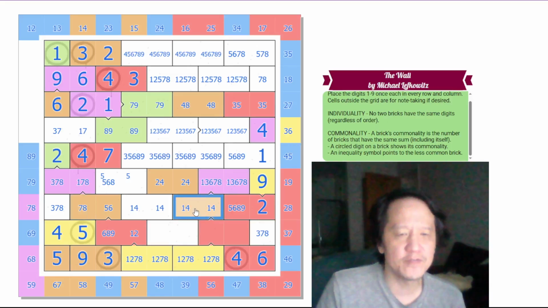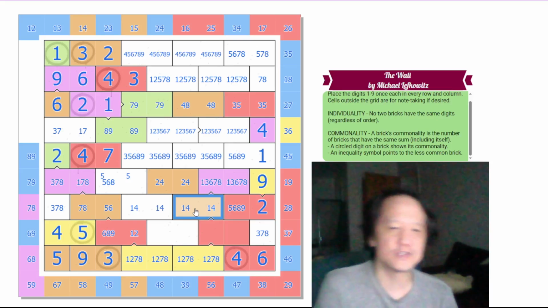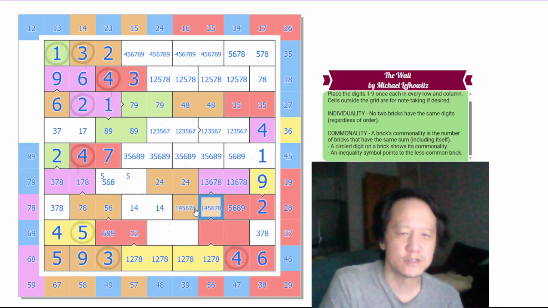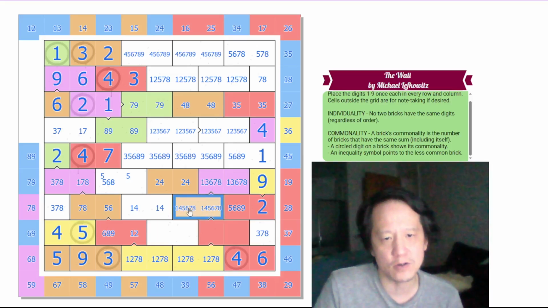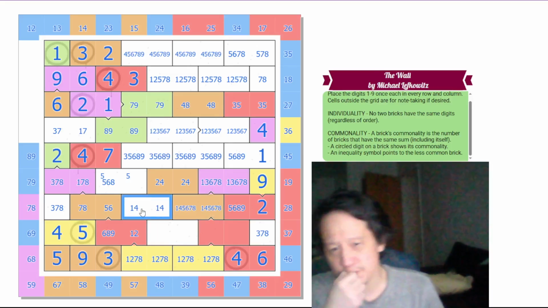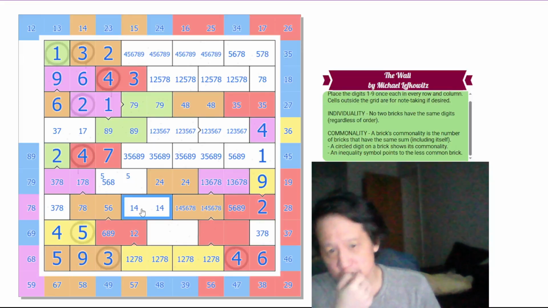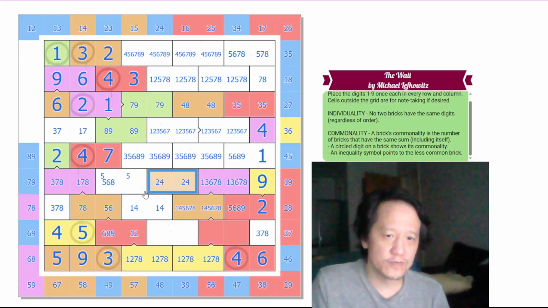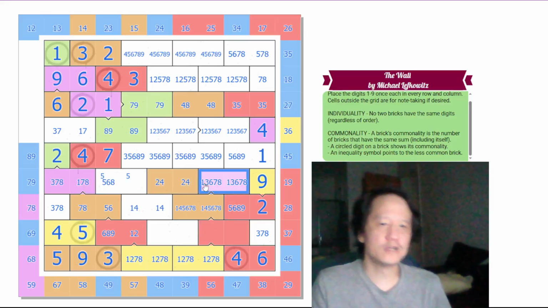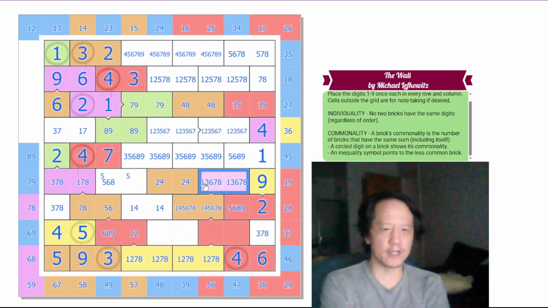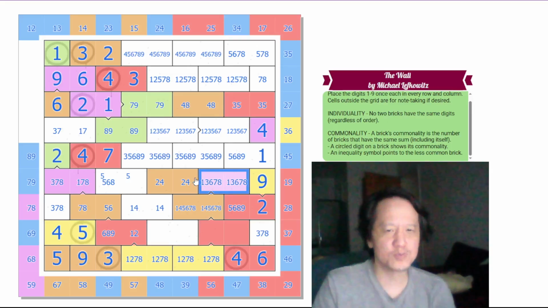This is specifically 1, 4, or it's 5, 6, 7, 8. So this can't be 3 here. 3 could be here, though. This is 2, 4. One of these is 1, 3. And again, okay. One of these is 1, 3.